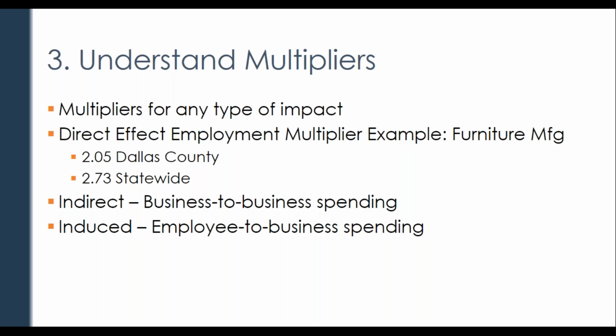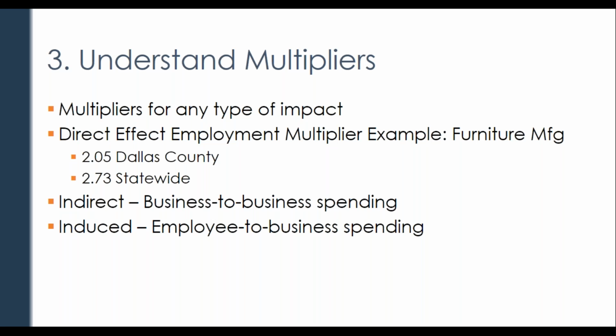You need to keep in mind the way this is presented: the Dallas County multiplier, the impact at the local level, is basically just a subset of what you see at the statewide level. It's not like we're adding these together in any way. Statewide it's 2.7, specifically in Dallas it's 2.05. That's how those multipliers work in that case. Again, there are multipliers for all different types of impacts, so you could do a similar analysis for earnings and some of the other attributes.